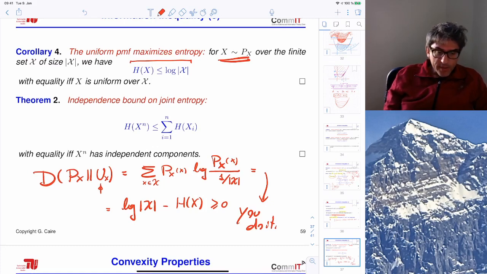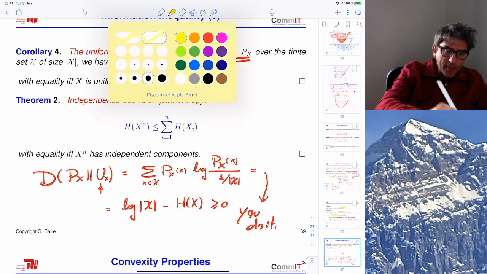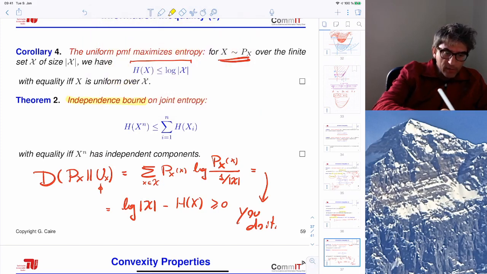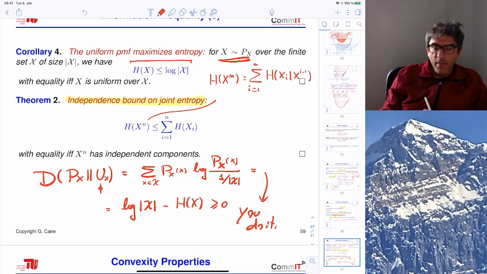Another consequence is the so-called independence upper bound on the joint entropy, because we can use the chain rule from here. We write the joint entropy using the chain rule as the sum from 1 to n of the entropy of X_i given the sequence from 1 to i minus 1.